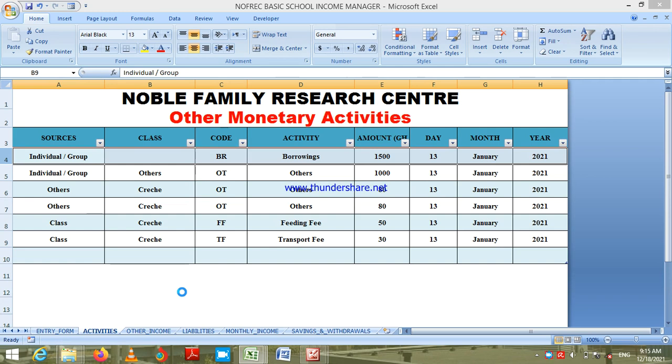We borrow from a friend or a group. We are going to save it. And when we save, it will reflect on the liabilities workbook against 13th of January 2021. We wait small for the system to respond.